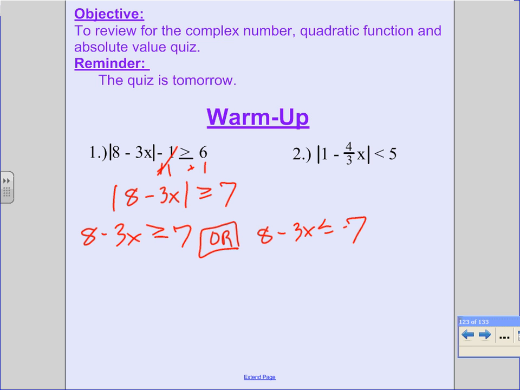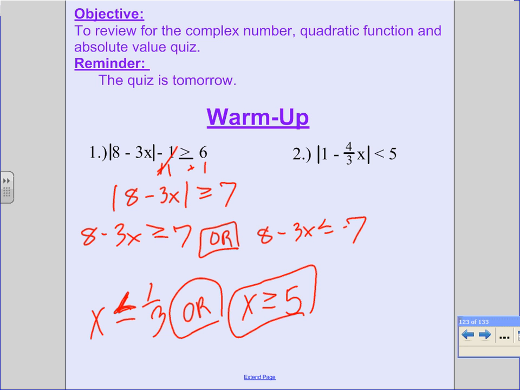Luke C, what did you get for this answer right here? Good. Why did you flip the sign? Good. So if you multiply or divide by a negative, flip the inequality sign. Good job. Second part, who wants to tell us this answer? Jared, what'd you get for this one? Good. X is greater than or equal to 5. So there's our two answers for number one.